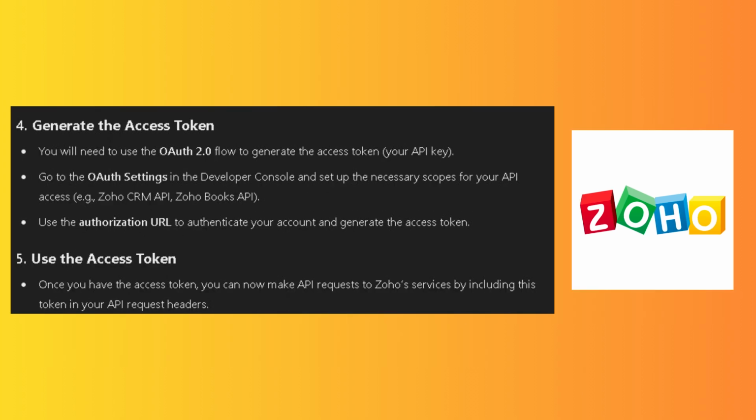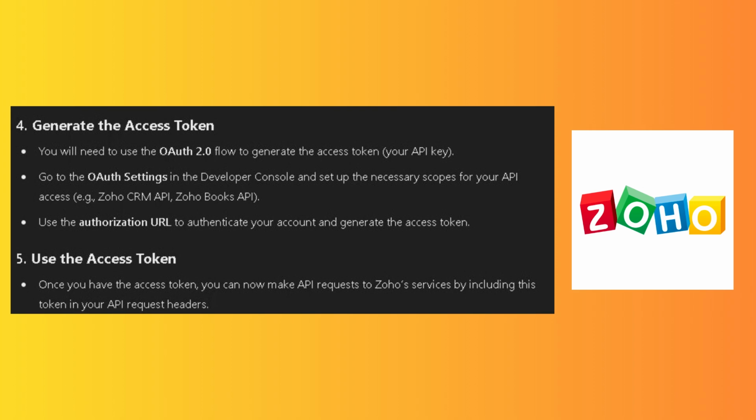Generate the access token. You will need to use the OAuth 2.0 flow to generate an access token. Go to the OAuth settings in the developer console and set up the necessary scope for your API access. Use the authorization URL to authenticate your account and generate an access token.